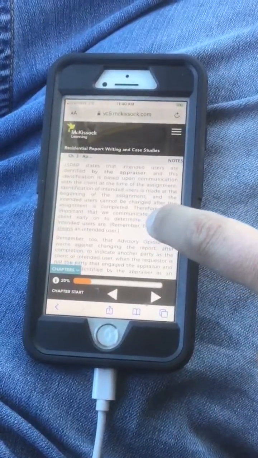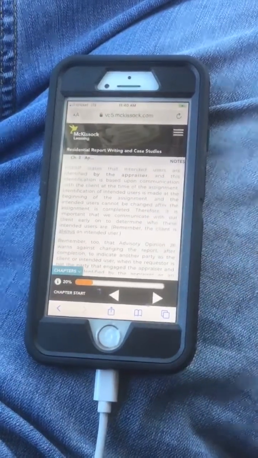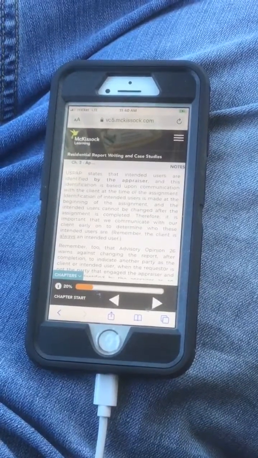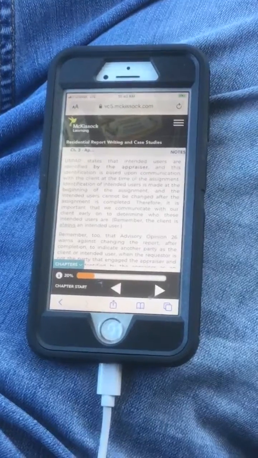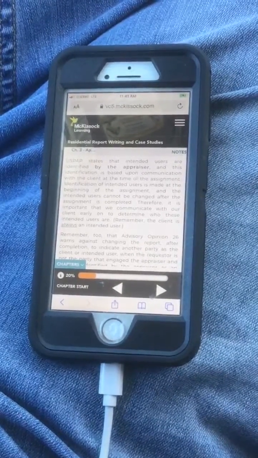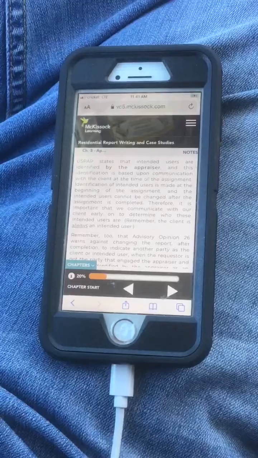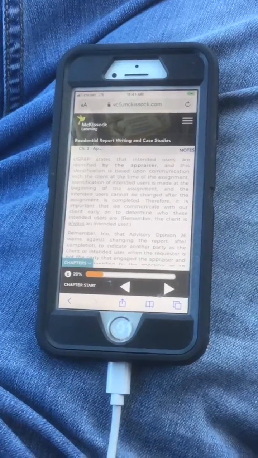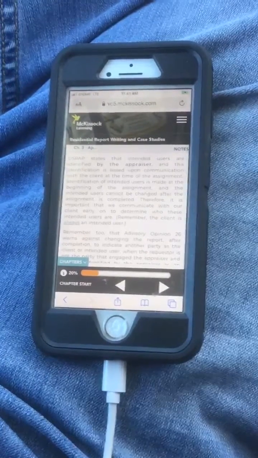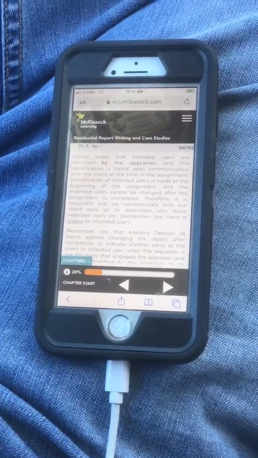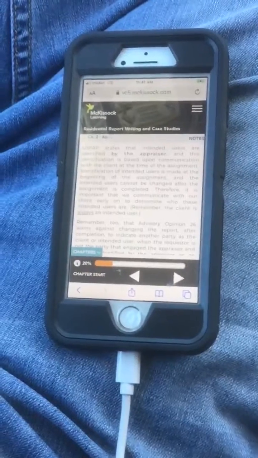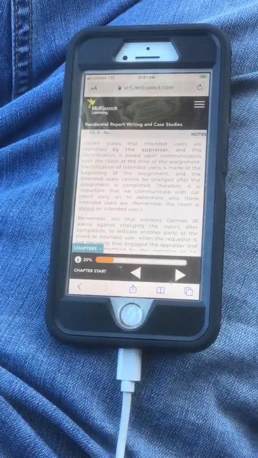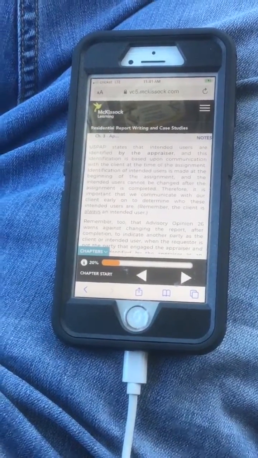USPAP states that the intended users are identified by the appraiser, and this identification is based upon communication with the client at the time of the assignment. Identification of intended users is made at the beginning of the assignment, and the intended users cannot be changed after the assignment is completed. Therefore, it is important that we communicate with our client early on to determine who these intended users are. Remember, the client is always an intended user.